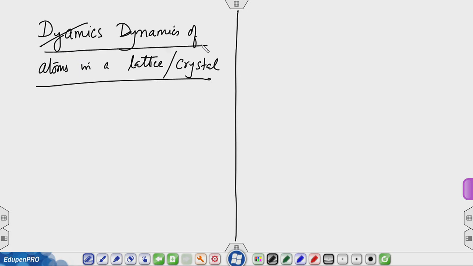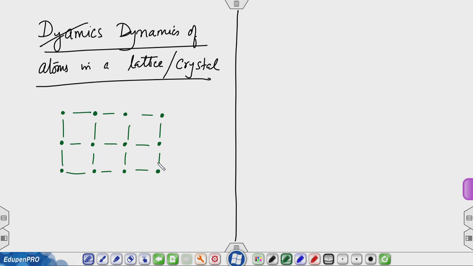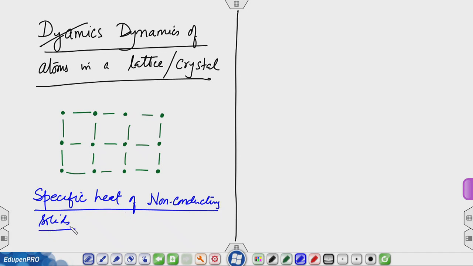And what we mean by that is, given this crystal, which has the atoms sitting at regular positions which are given in an arrangement, how are they moving and what is the effect of their moving about their equilibrium position? And that affects their properties. So, I want to start with discussion of specific heat of non-conducting solids. It behaves in a particular way because of this motion of atoms about equilibrium.